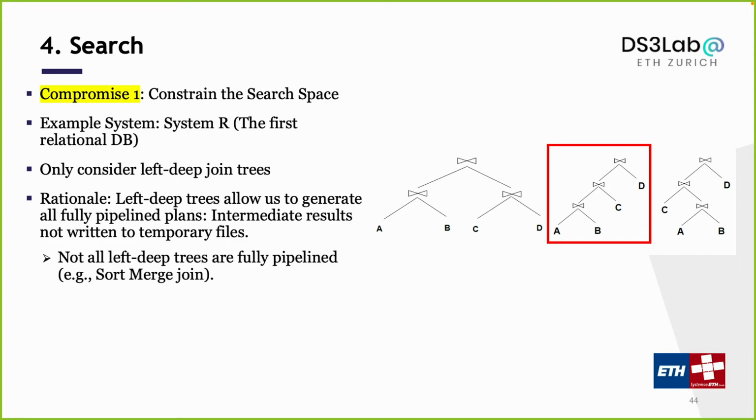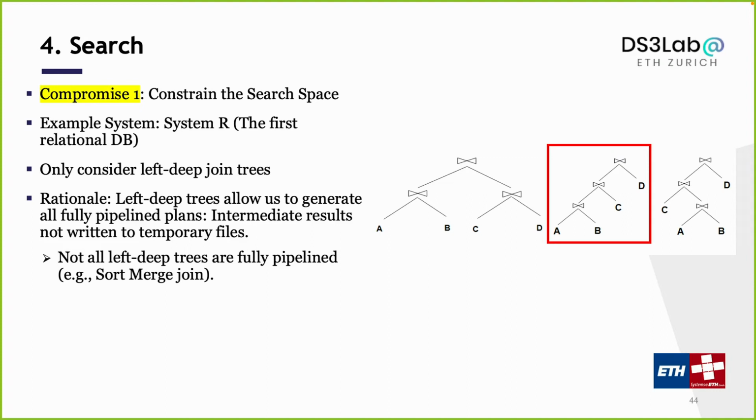Another thing is that not all the left deep trees are fully pipelined. Whenever you have a sort-merge join in the middle, you need to save some results because you need to sort them. So not all the left deep trees can be fully pipelined, but they can generate all fully pipelined plans. That's why people like it.